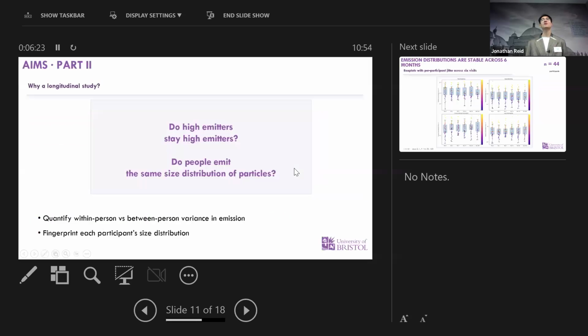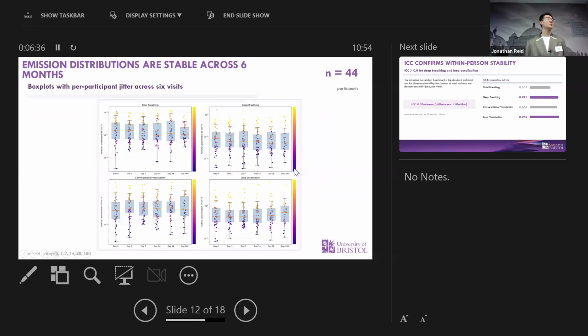Great, so the aims for part 2 are: do high emitters stay high emitters? And do people emit the same particle size distribution of particles? And the answer is yes. So here is the box plot, colored based on the ranking on day 1. Seeing from this data, the high emitters on day 1 remain high emitters throughout 180 days, and the lowest emitters stayed low within 6 months as well.